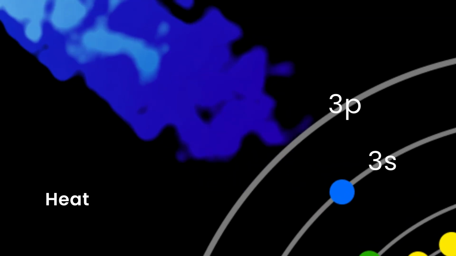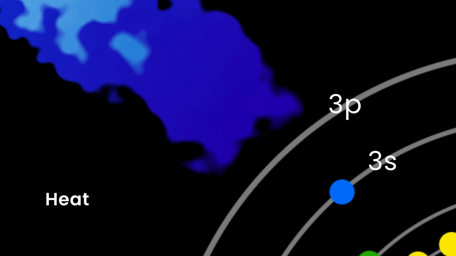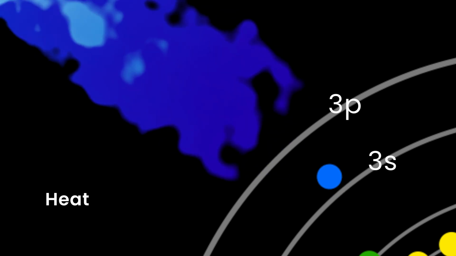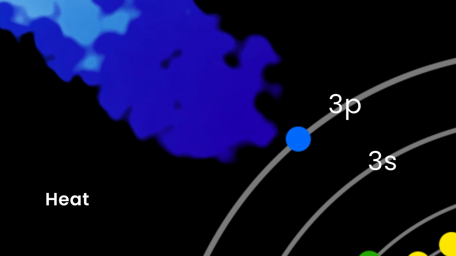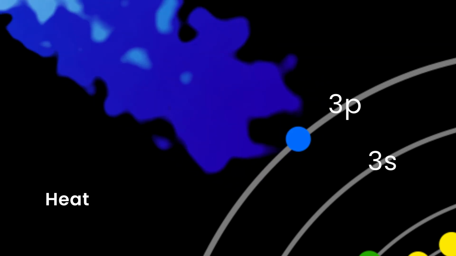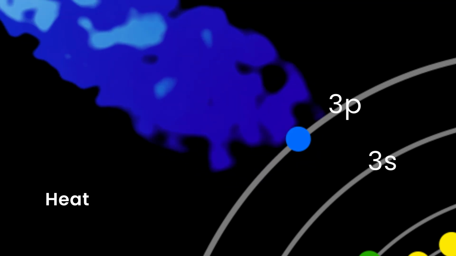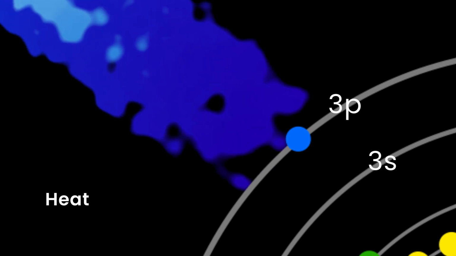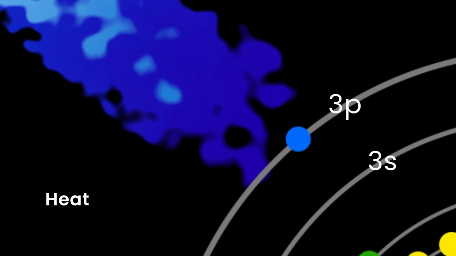Here, the heat excites the outer shell electrons of the sodium metal atom to a higher energy state. For sodium, the 3s1 electron is excited to the 3p higher energy state. The energy requirement for this excitation exactly matches the energy difference between 3s and 3p.